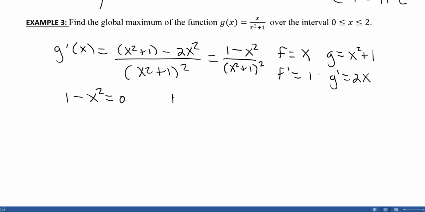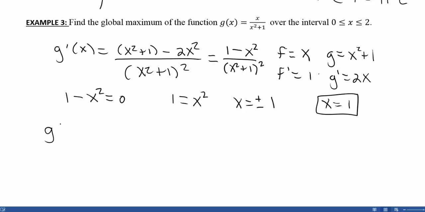However, if we look at the numerator and we consider where 1 minus x squared equals 0, we can bring the x squared term over and we get 1 equals x squared. So that means x equals plus or minus the square root of 1, which is 1. So x could be 1 or x could be negative 1, and it would satisfy this condition. However, notice that our interval is from x equals 0 to x equals 2. So that means we cannot use x equals negative 1 as a candidate for our global maximum because we're only considering what's happening between 0 and 2. So x equals 1 is the critical point we're going to use to test in our function.